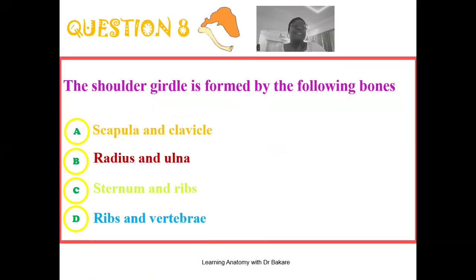The correct answer here as it relates to the structural component of the shoulder girdle is the scapula and the clavicle. These two bones are seen to connect together to form the shoulder girdle.